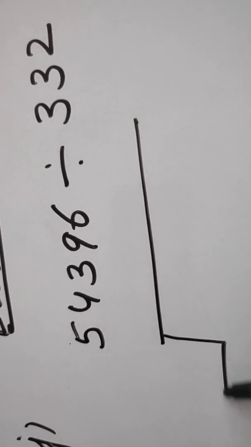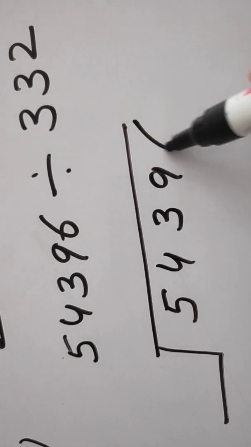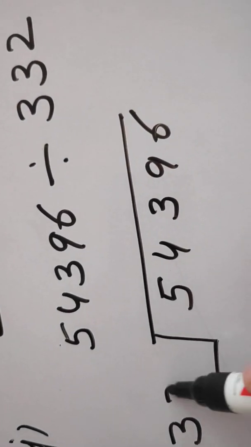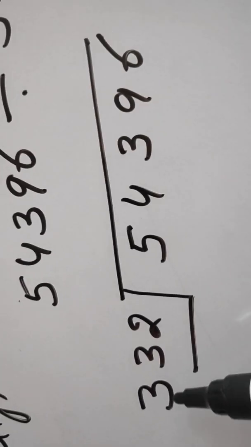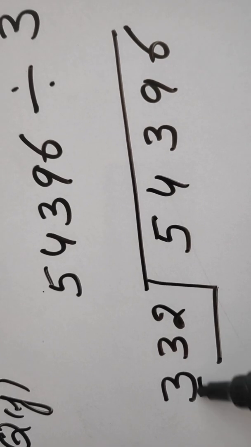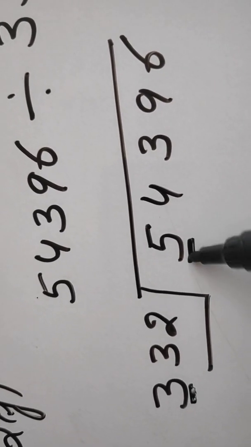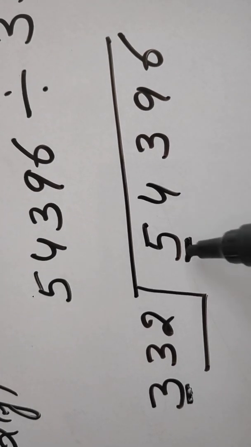Firstly, we will make our division 54,396. We will write the divisor outside. We don't know the table of 332. So what is the trick here? Firstly, from the divisor take one digit and from the dividend also take one digit and divide these two.